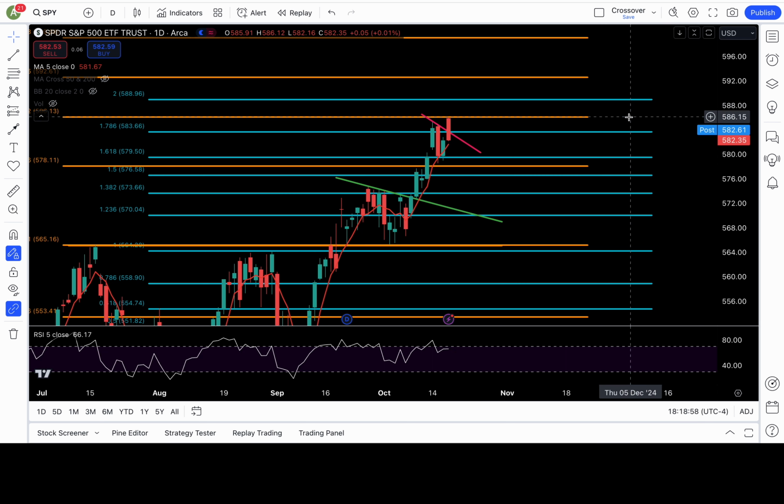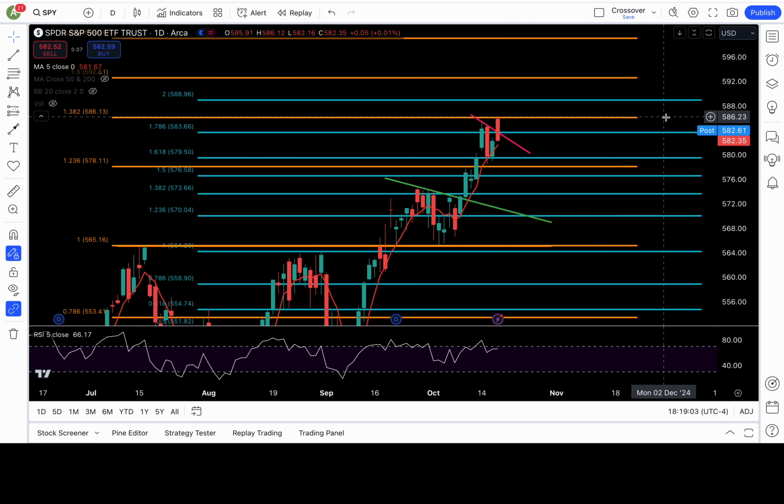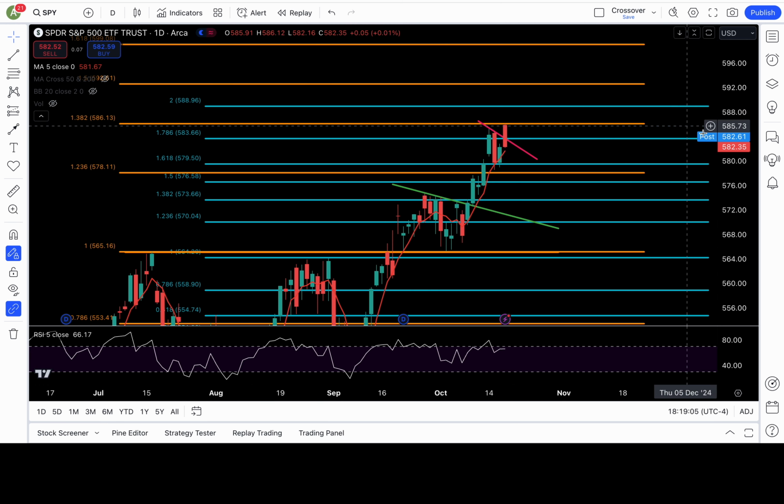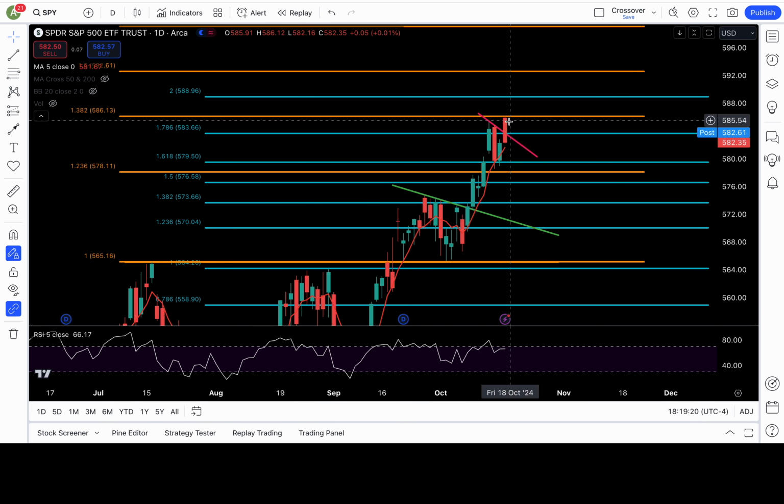And guys, it looks like we had ourselves a gap and crap, and no coincidence where SPY decided to gap up too. It gapped up right to my resistance level, my 1.382 Fibonacci level, right around 586.13. I rounded up to 0.2, but it's around 586.13. Had a nice rejection there.